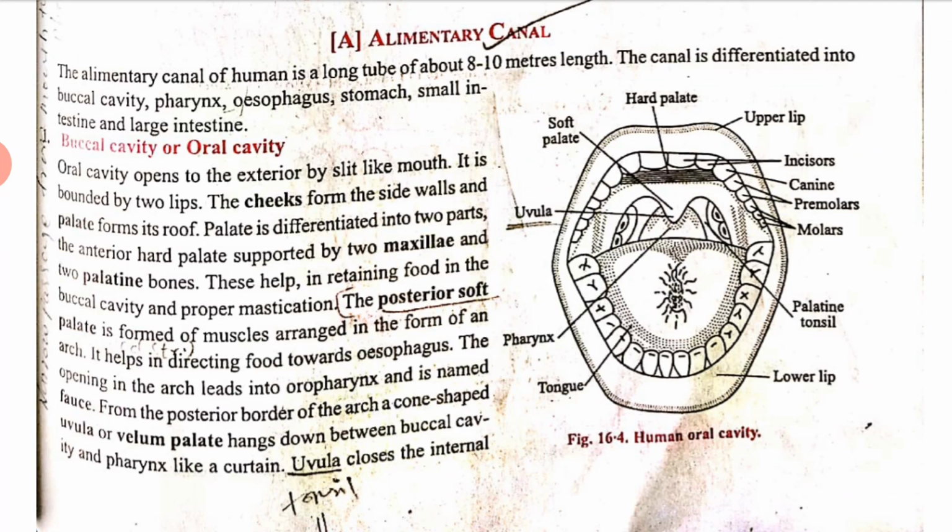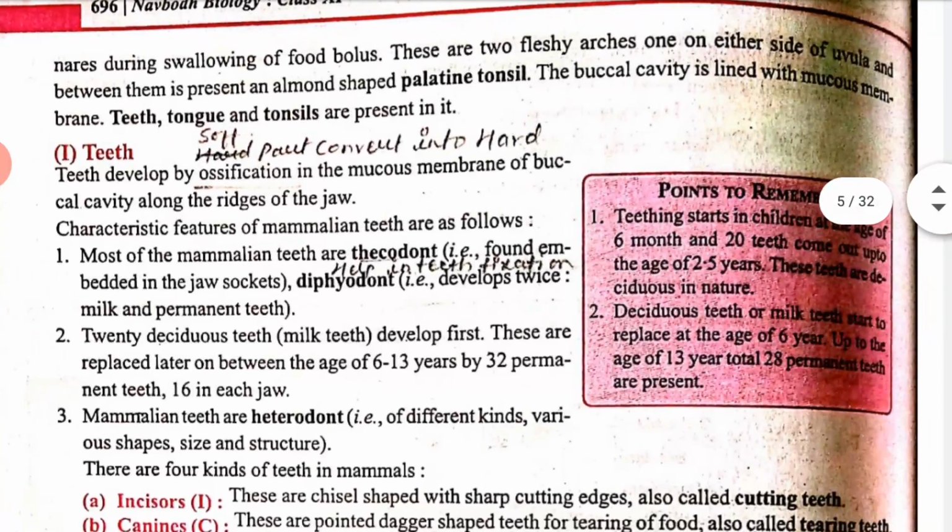Now the buccal cavity is lined by a mucous membrane. What are the structures in it, my dear students? That is teeth, tongue and tonsils. We know what the function of teeth is, right? As well as tonsils and the tongue. So let's talk about teeth.